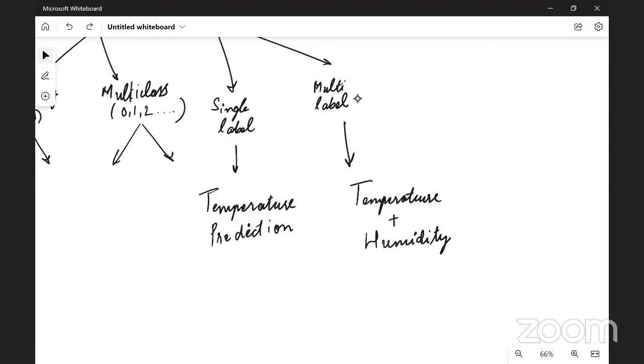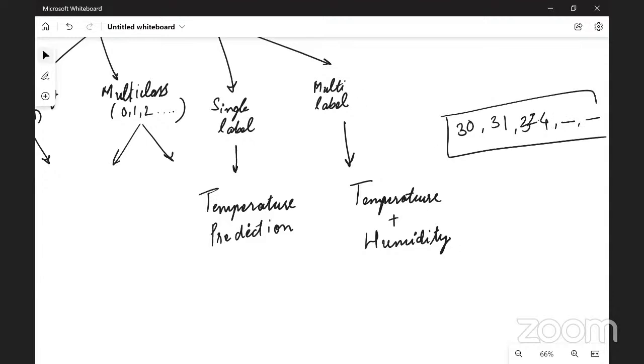quantities. Fine, sir. So here, if they ask, let's say, temperature for the next 5 to 10 days, then in which section will it be? Single label or still multi-label? Multi-label, right? Because let's say you want to compute the temperature for the next 5 days, so there will be 5 quantities, right? Let's say 30 degrees Celsius, 31, 32, 32.4, something like that. There will be exactly 5 quantities. So you want to predict 5 numbers, not just a single number, and that makes it multi-label.